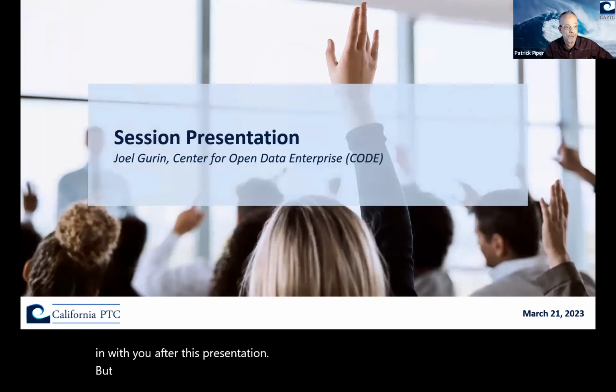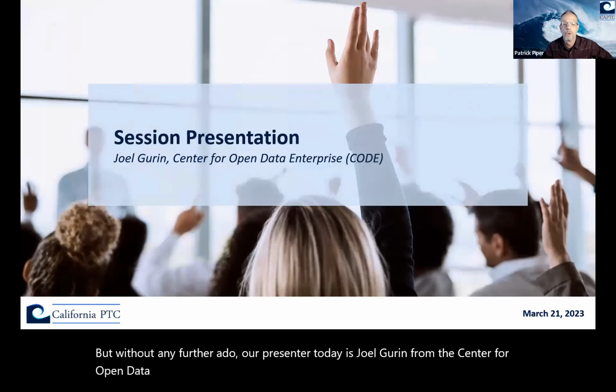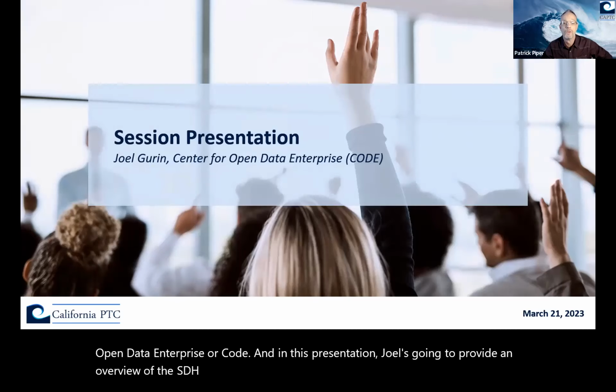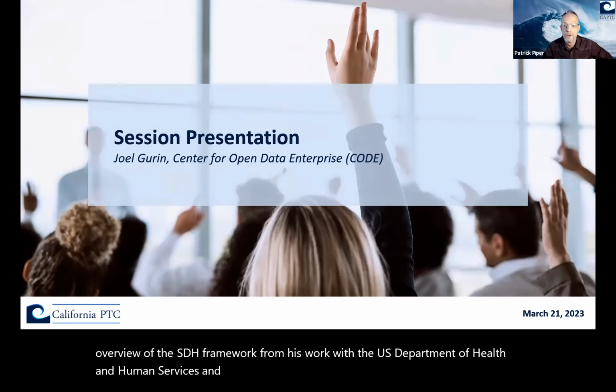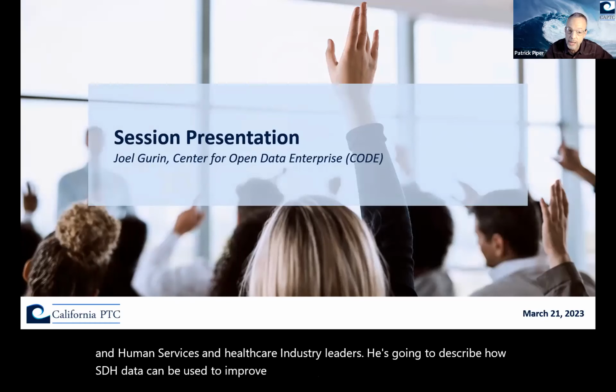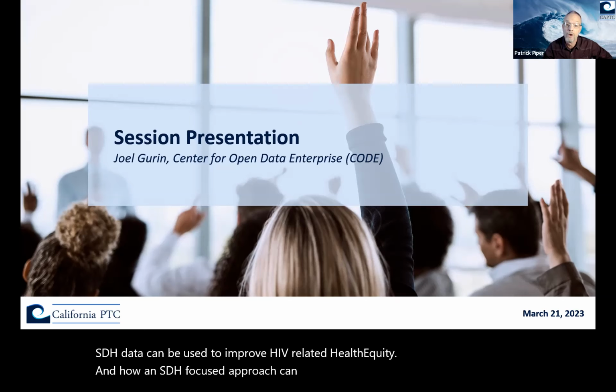Without any further ado, our presenter today is Joel Gurin from the Center for Open Data Enterprise, or CODE. In this presentation, Joel's going to provide an overview of the SDH framework from his work with the U.S. Department of Health and Human Services and healthcare industry leaders. He's going to describe how SDH data can be used to improve HIV-related health equity and how an SDH-focused approach can improve the nation's health overall.